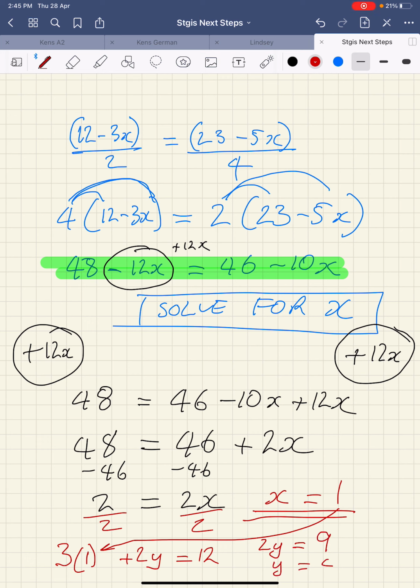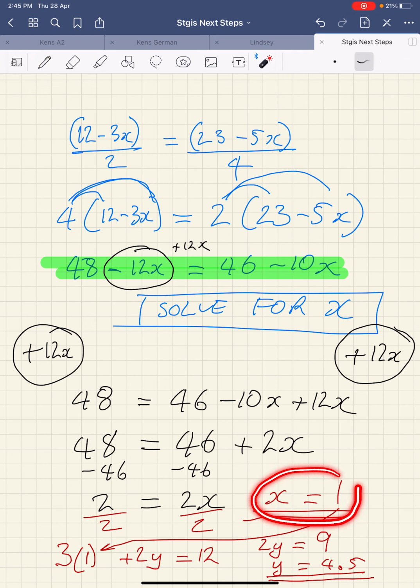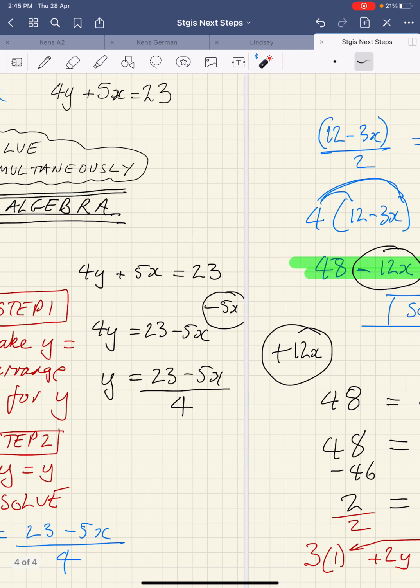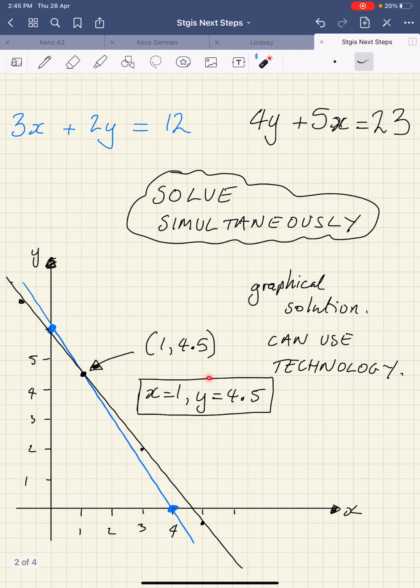Y equals to 4.5. So it's a long process using algebra. It's tough, but let's see the answers that we've got. We've actually got x equals to 1 and y equals to 4.5. That looks quite familiar, right? Because in fact, x equals to 1, y equals to 4.5 is the correct answer. Okay?